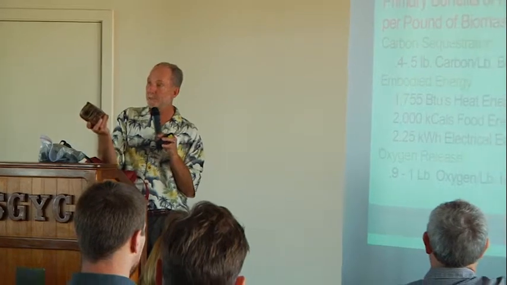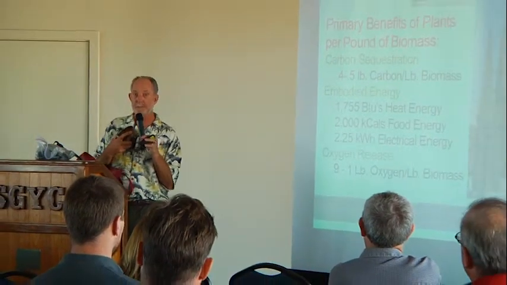1 pound of dry weight biomass contains enough food energy for one person for 1 day. It contains enough energy to produce 2.25 kilowatt hours of electricity, or 1,655 BTUs of heat energy. It just means that we can describe the energy value of 1 pound of biomass produced by any type of plant anywhere on this planet to that universal potential. And if I was able to eat this, I would get my 1 day of energy.